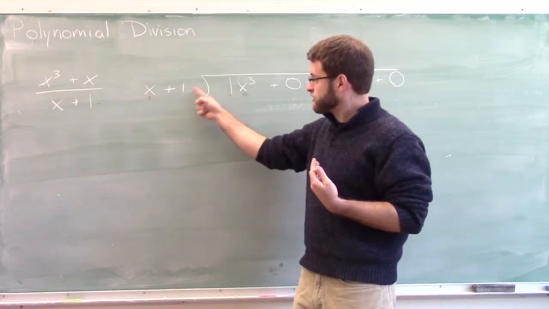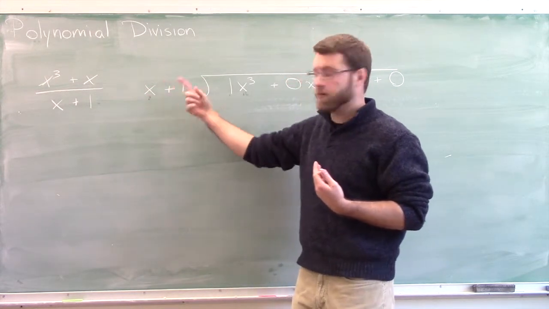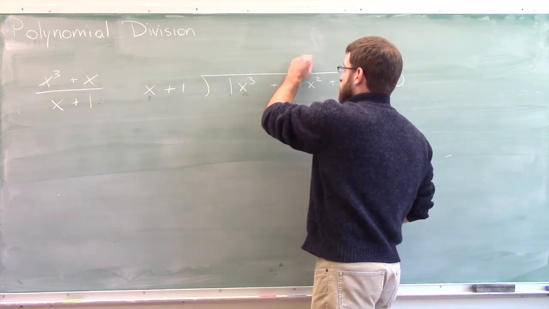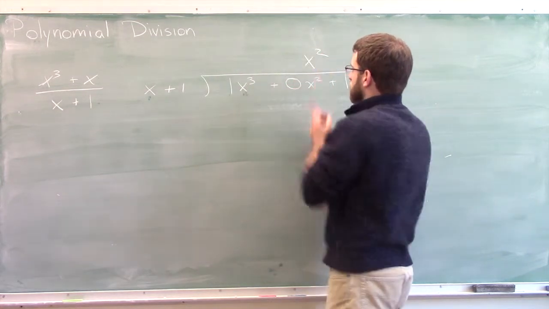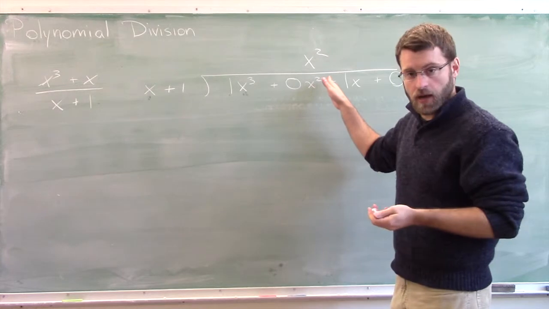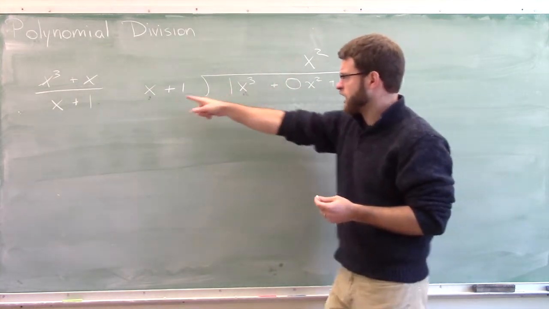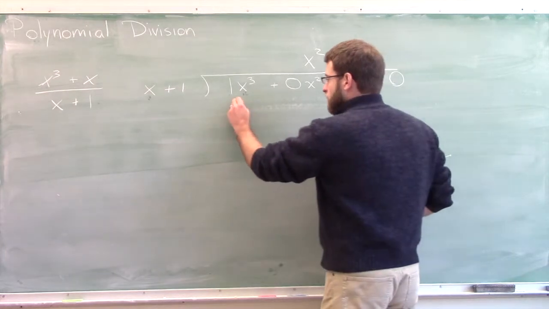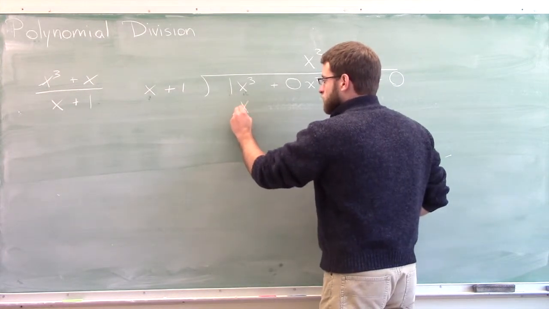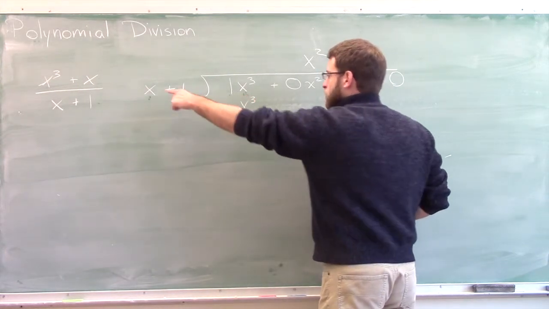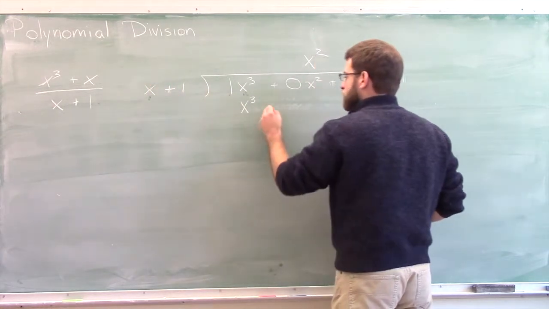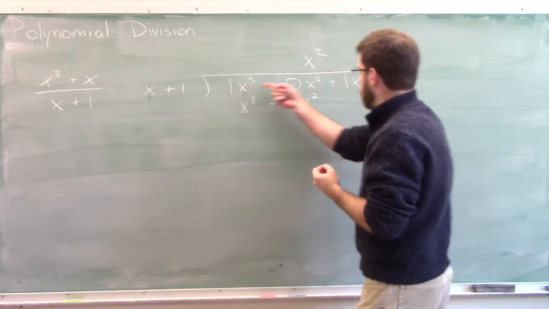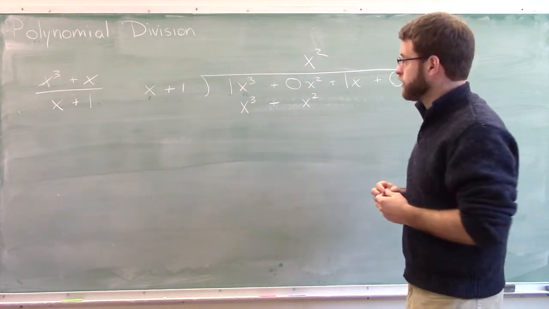So I take this divisor, I multiply by the necessary term, which in this case is just an x squared, and I'll write that up here. I'll even line it up with my x squared column. So I had to multiply this by x squared, all right? And then I'll write down the result, this divisor times x squared, below my dividend. Okay?